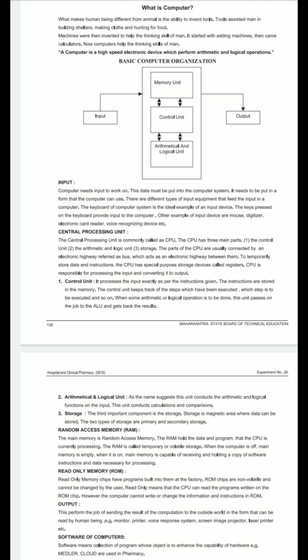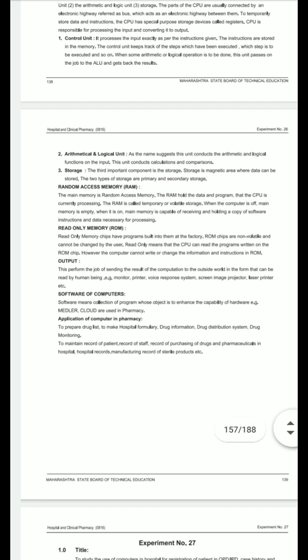Second is the arithmetic and logical unit. As the name suggests, this unit conducts the arithmetic and logical functions on the input, that is, calculation and comparison.